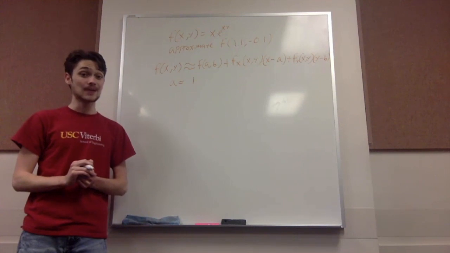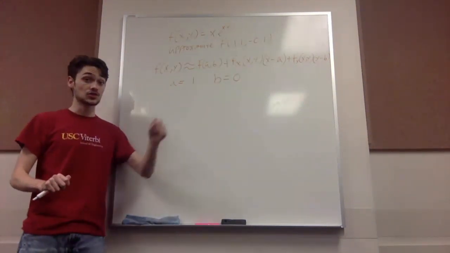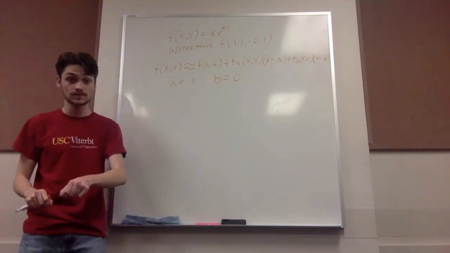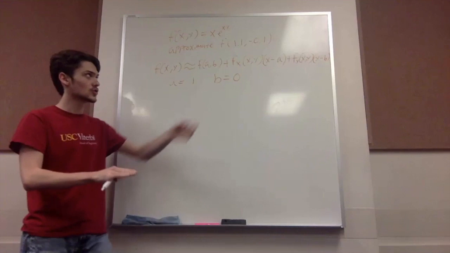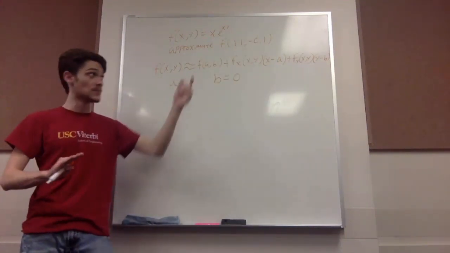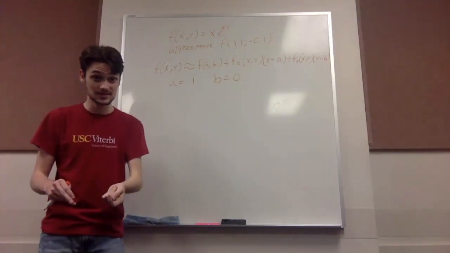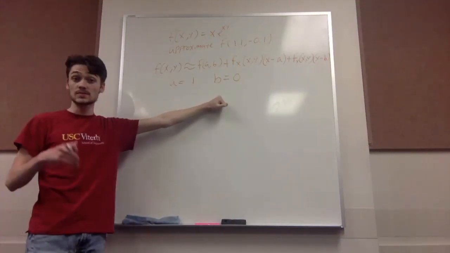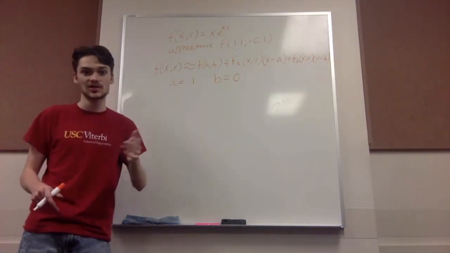So for a, I'm going to set that value equal to 1, and for b, I'm going to set that value equal to 0. Now remember, we want these values to be very, very close to the values we're trying to approximate, because the further away you get from this point, the less accurate your result becomes. But these values are both only 0.1 away from the desired value, so that's going to serve our purpose as well.